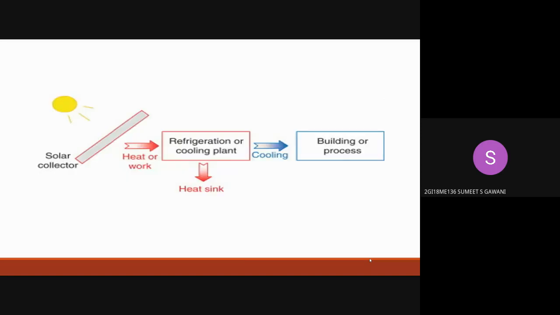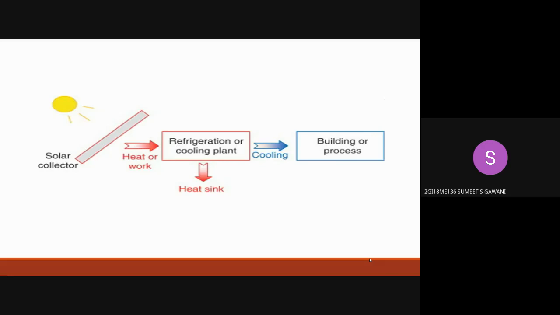Then a heat sink that collects any rejected heat and radiates it away from the system. That means when we use these refrigerants or cooling plants, heat exchange takes place, and the heat which is exchanged should be dissipated outside of the home, so as to keep the inner temperature constant.